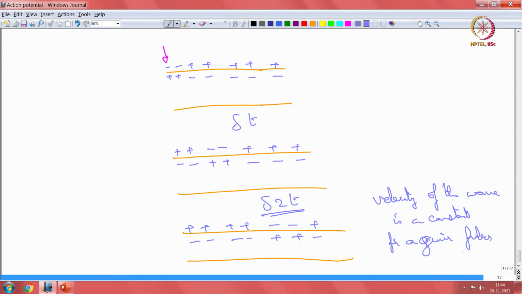Okay, a given fiber transmits the wave only at a particular velocity, and it does not accelerate. Or there is acceleration, we will come to that later, but not the mechanics type of acceleration. So if you have a given axon, it transmits the signals. Now we have come to signals.